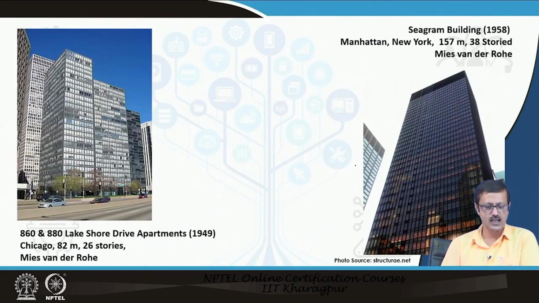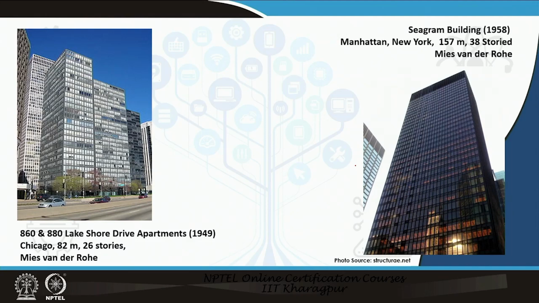So those are some of the buildings, such as the Lakeshore Drive apartments. It's an apartment building in Chicago, and there are buildings like that in New York. Those two buildings were designed by the master architect Mies van der Rohe, in 1949, 1958, those days, and those are rigid frame systems.